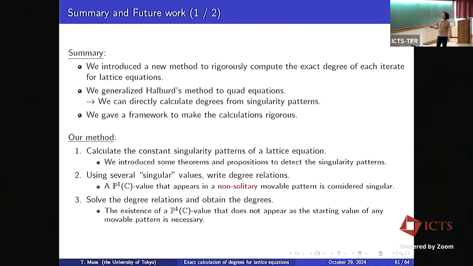But we gave a framework to make the calculations rigorous. This is the important part. Our method consists of 3 steps. Step 1, calculate the constant singularity patterns of a lattice equation, maybe all the singularity patterns. Step 2, using several singular values, write degree relations. And step 3, solve the degree relations and obtain the degrees.